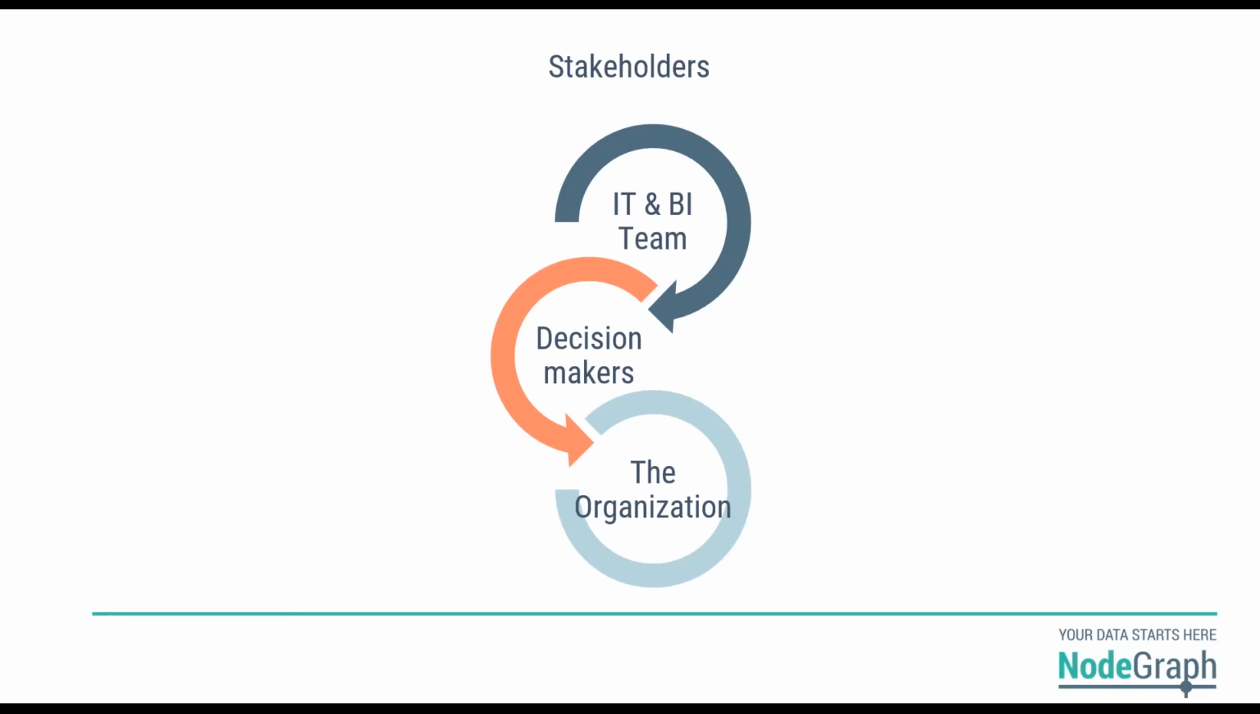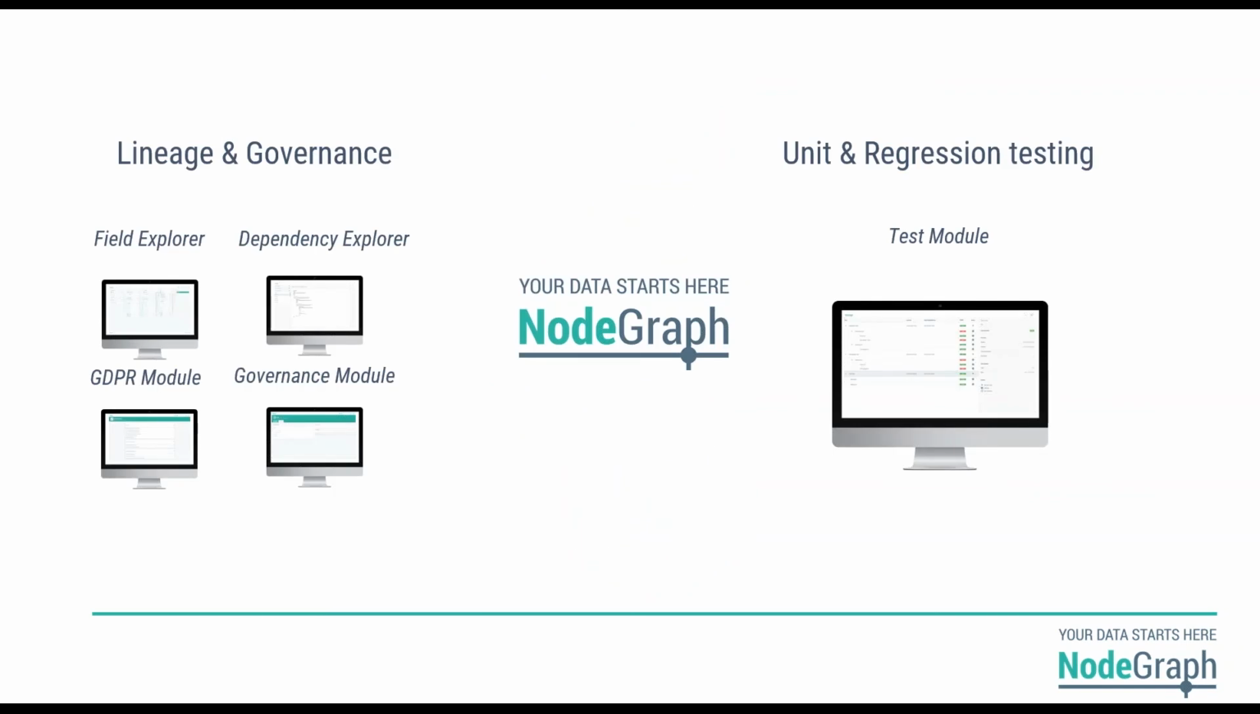And also looking into the different types of stakeholders with a meta management tool such as NodeGraph, we of course have the IT and the BI team and the decision makers, but we also have the organization as a stakeholder. Looking into the scope of what we offer here at NodeGraph, we have two tracks. We have a lineage and governance track, and we also have the testing, or unit and regression testing, track. The test module is a little bit separate from the entire lineage and governance part, but it's also something that is very beneficial for the customers.